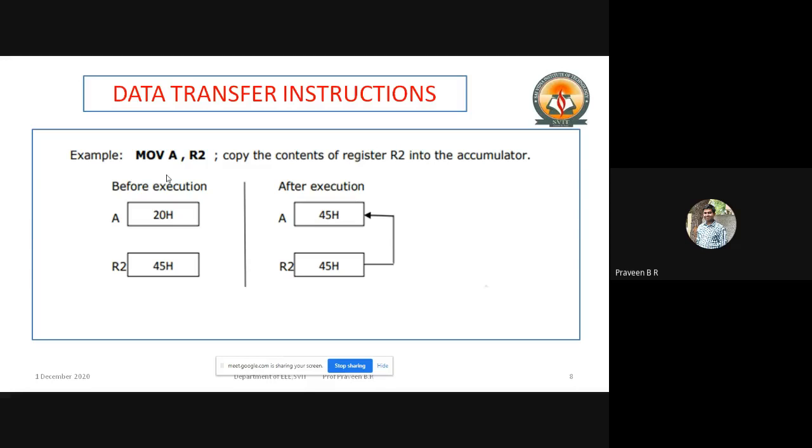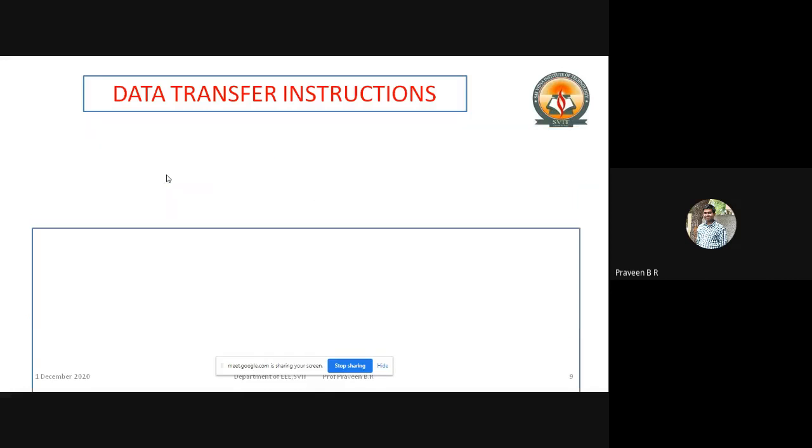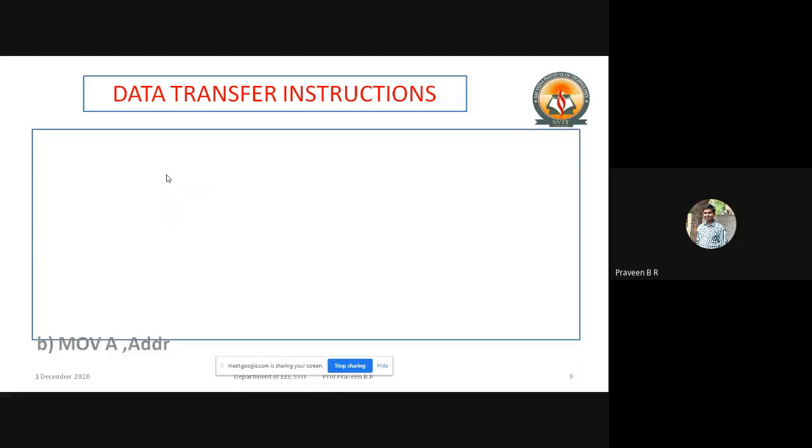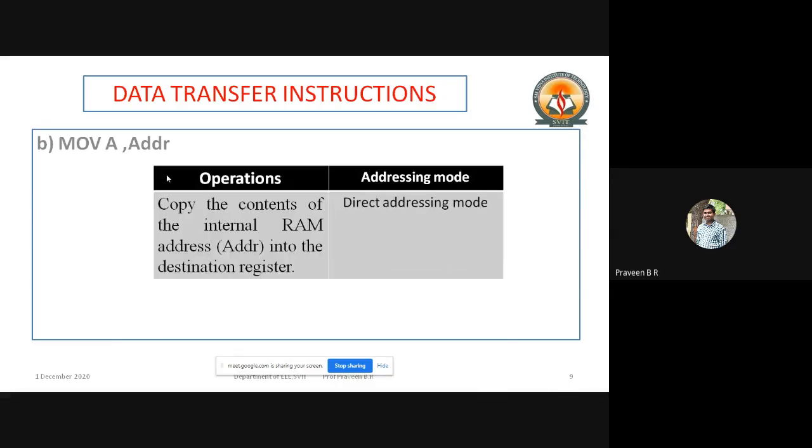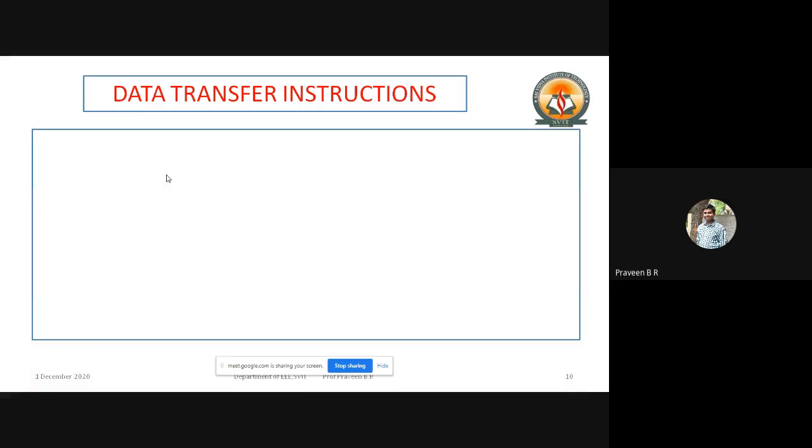Therefore, the data 45H is moved from register R2 to accumulator. Let us see one more instruction under data transfer, that is MOV A, address. It makes use of internal memory location addresses. So what does it do? It copies the content of the internal RAM address into the destination address.